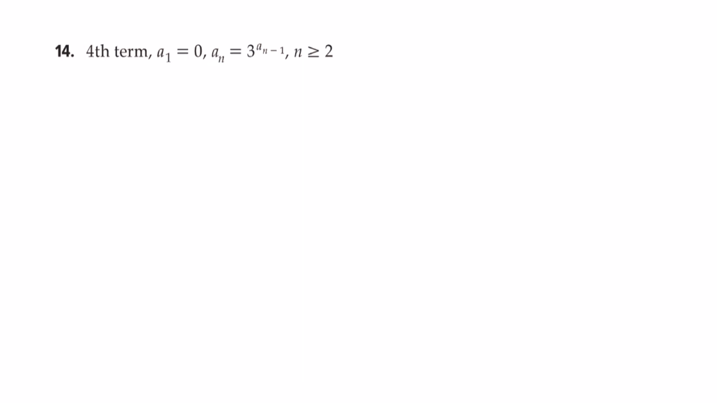Let's find the fourth term for this sequence. That means we need to find a4. So we will put n equal to 4. And also there is a recursive formula given to you. In this formula, the condition is n greater than or equal to 2. So let's start with n equal to 2. Then we'll go to n equal to 3 and last, for the answer, n equal to 4.